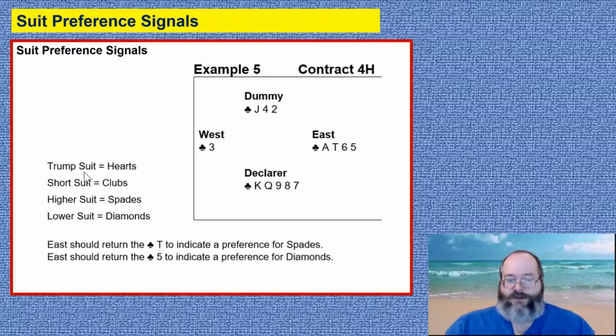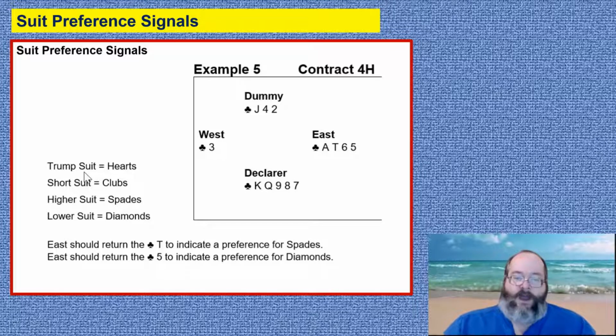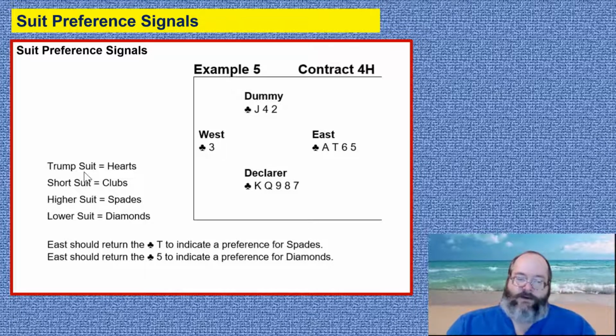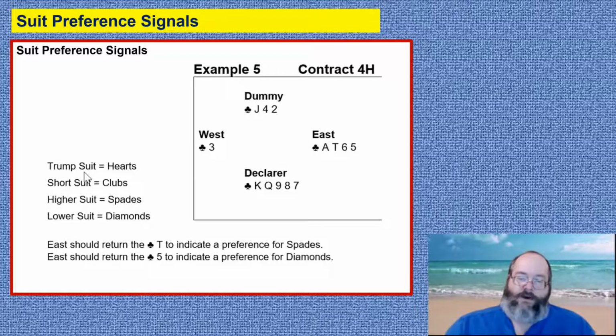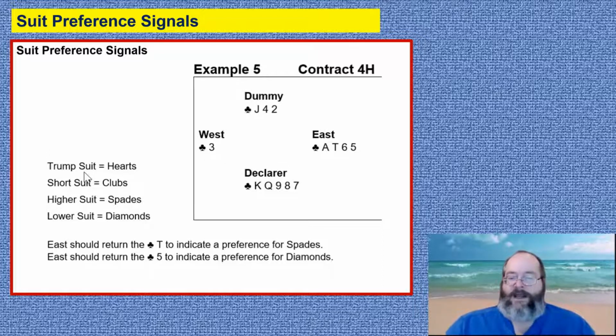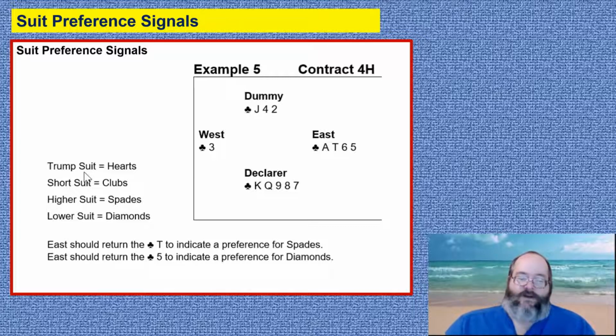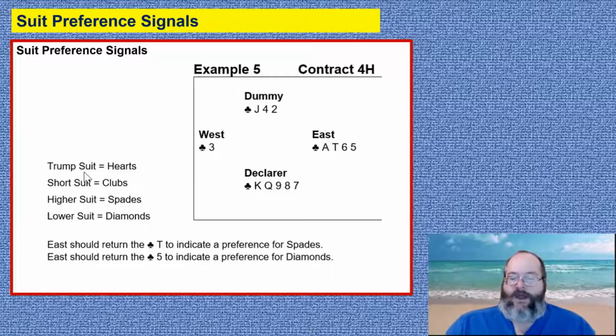East, you need to choose a card here. Trump suit is hearts, right? The short suit that you're leading back to return is clubs. That leaves the higher and lower suits of spades and diamonds. Spades are higher, diamonds are lower. So if I return the 10 of clubs here, I would be indicating a preference for my partner to return spades. If I return the 5 of clubs here, I would be indicating a preference for partner to return diamonds.